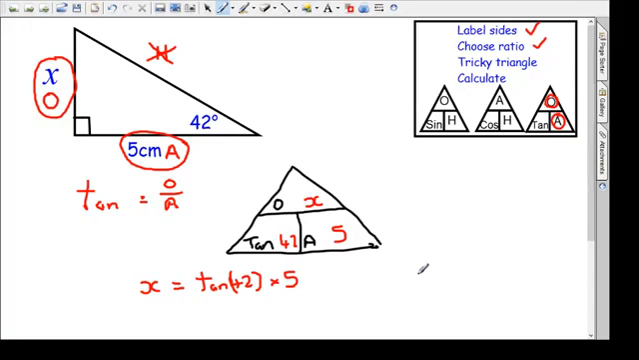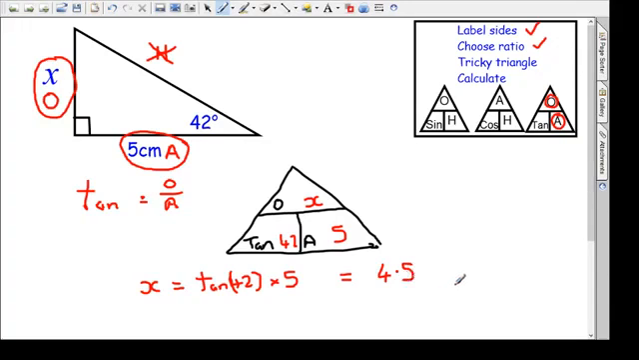Things can go wrong with that if we don't put this closing bracket here. So I've typed that into a calculator. I'll leave you to do that yourself, and we come to 4.5. I'll do it to one decimal place.